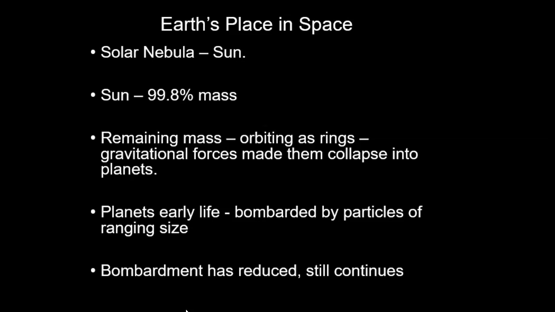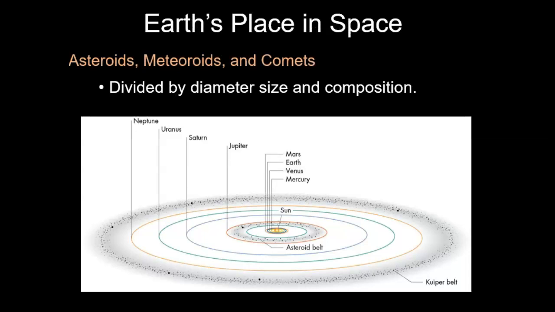All of the planets formed with the sun a little over 4.6 billion years ago, and they continued to be bombarded for the first half billion years or so at a great rate. After that, they still continue to be bombarded, but not nearly as much as they used to.